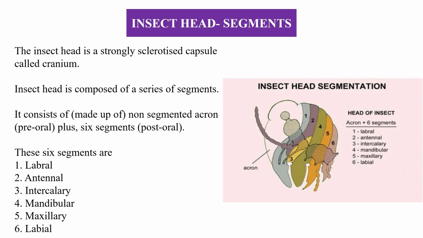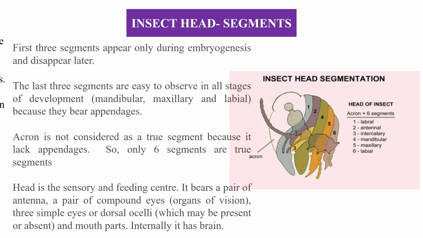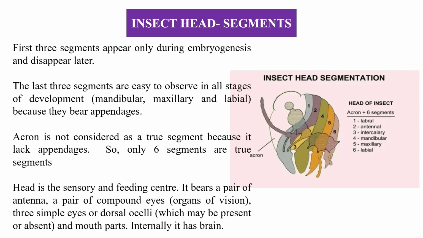These 6 segments are: 1. Labral, 2. Antennal, 3. Intercalary, 4. Mandibular, 5. Maxillary, 6. Labial. The first 3 segments appear only during embryogenesis and disappear later. The last 3 segments are easy to observe in all stages of development, mandibular, maxillary, and labial, because they bear appendages. Acron is not considered a true segment because it lacks appendages. So only 6 segments are true segments.